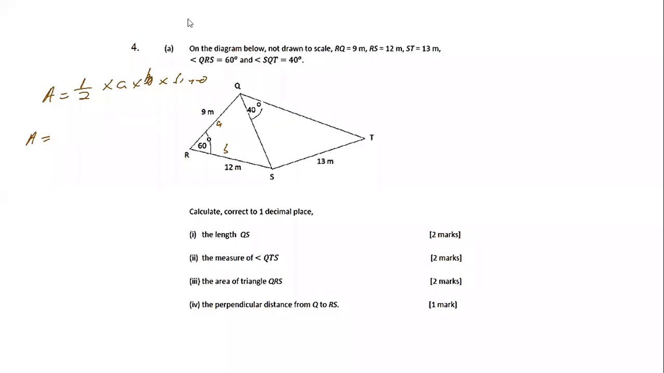So here we are going to put half times 9 times 12 times sine of 60 degrees. 2 goes into 12 six times. 9 times 6 times sine 60. What is sine 60? 0.866. All right. So work it out.